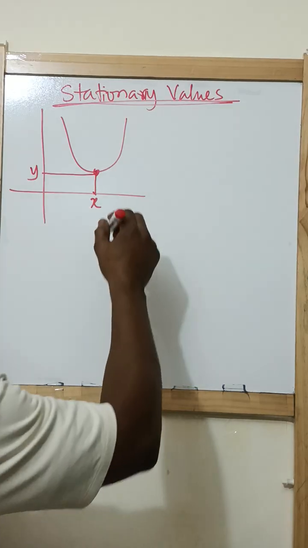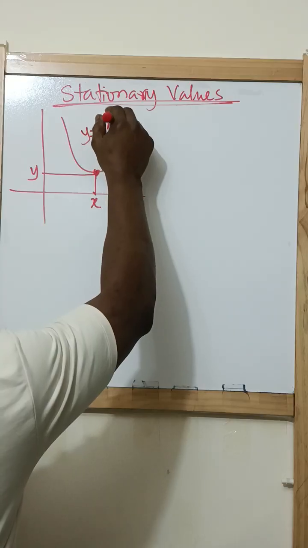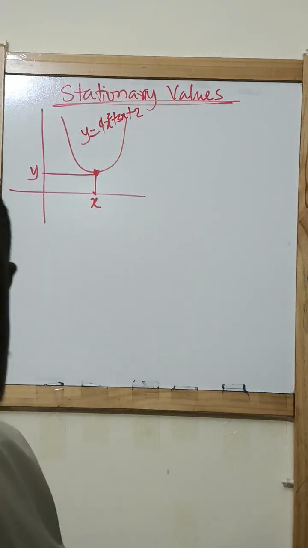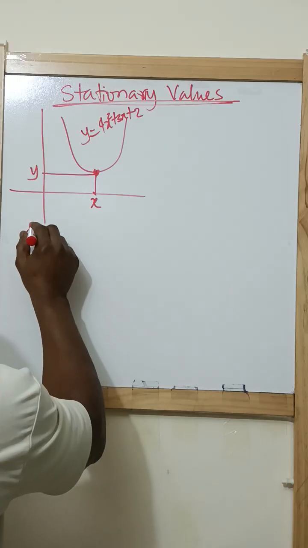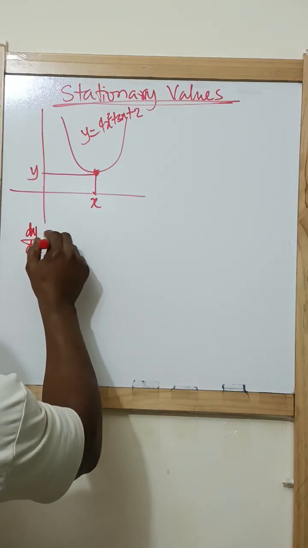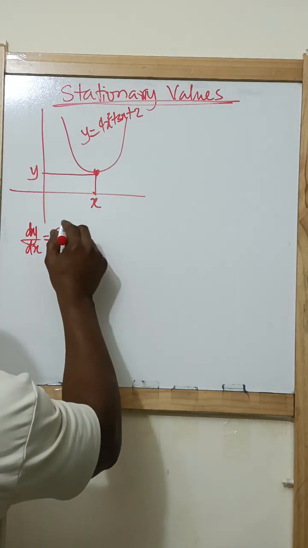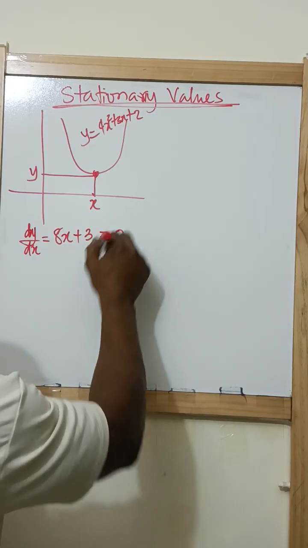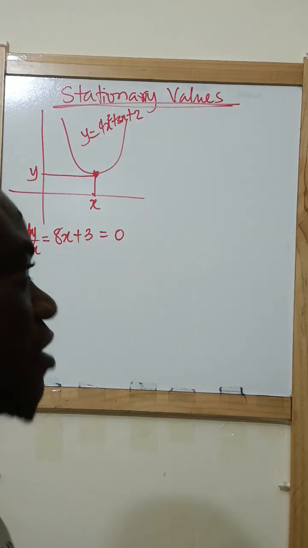Okay, so that means if you have a curve y is equal to 4x squared plus 3x plus 2, we have this expression and we want to get the minimum point. So what do we do? We differentiate it. That will be 8x plus 3 is equal to 0, because at stationary points dy/dx is equal to 0, right?